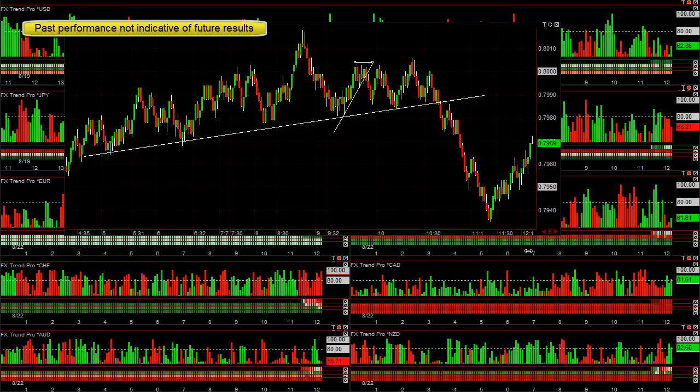Again at 11 o'clock, not quite at 11, yeah, 10:55, the CAD got weak again, and even a little bit after 10, the Swiss became really strong. It was strong for about an hour, then it had weakness, and that strength came back.